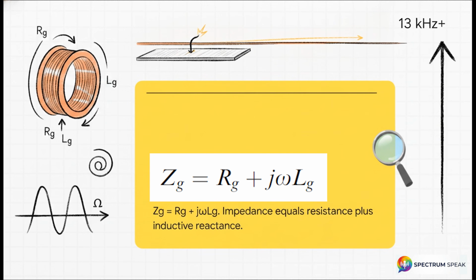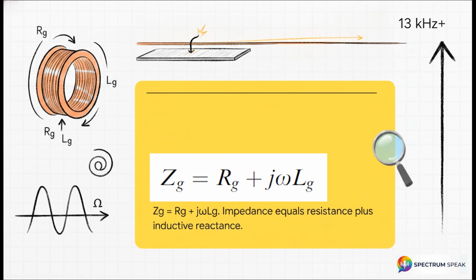Z sub G represents our total ground impedance. Mathematically, this is defined as R sub G, which is your standard DC resistance of the copper, plus j times omega times L sub G. That second half, that's the frequency-dependent inductive reactance. And remember, omega is equal to 2 times pi times the frequency. What this equation physically tells us is that as frequency goes up, that omega term absolutely explodes.